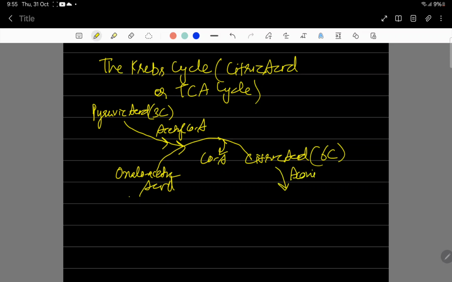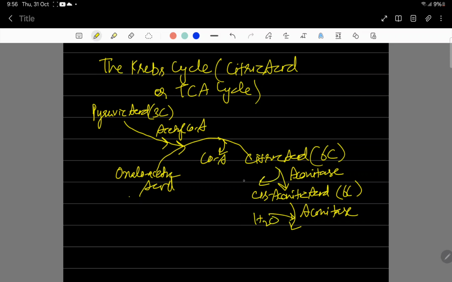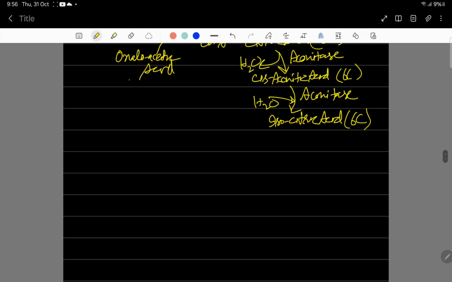Then in presence of enzyme aconitase, it forms cis aconitic acid, which is again of 6 carbon. Again in presence of aconitase, a water molecule is added and released, and it forms citric acid, which is again of 6 carbon.